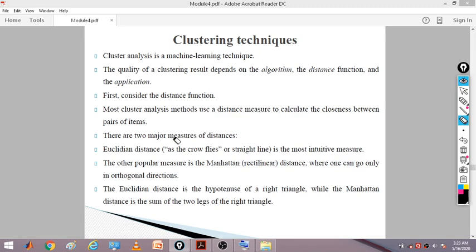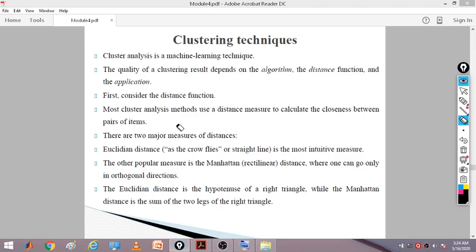There are two main measures of distance, the closeness between a pair of items. Whenever you want to classify a new instance into a particular cluster, you measure the closeness from that new point to the centroid point in one cluster, and the same thing we also apply to the centroid point in the other cluster.